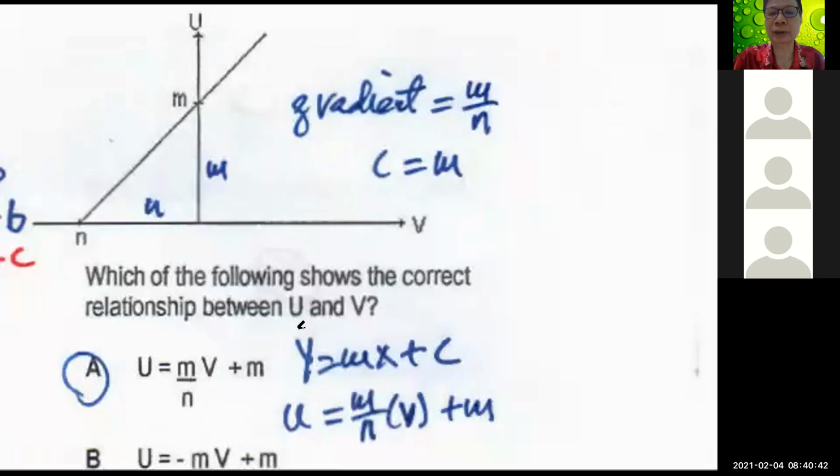Okay. Now you just use the formula. Substitute the y with U because U is the y-axis. Gradient is M over N. The x-axis is replaced with V, so you put it here, and y-intercept C is M. Okay, that's how you get the answer. So it's A.